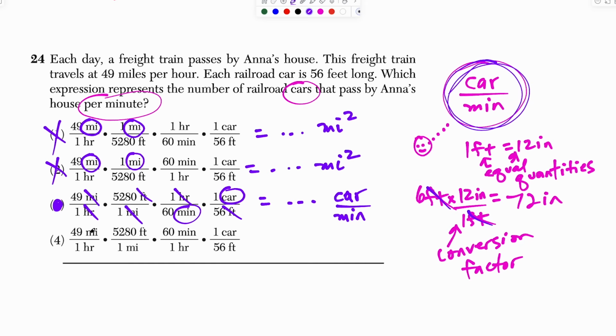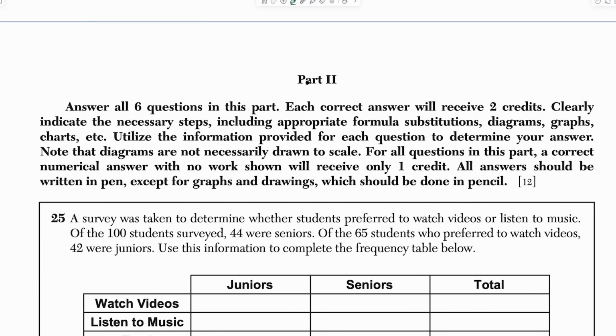Here we have miles over miles canceling, but notice we have hours times hours on bottom. If we have the same unit on bottom, we would have to multiply them, and in the denominator we would have hours squared, which doesn't make sense. We want cars per minute. So that's why 4 is out. Definitely choice 3. So now moving on to the part 2 questions.